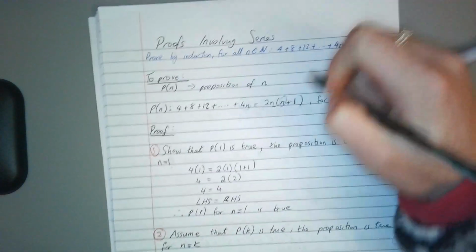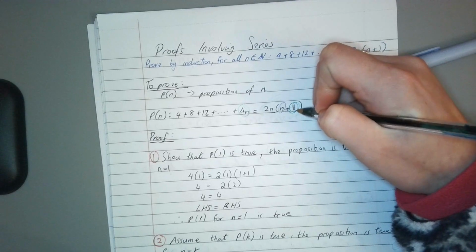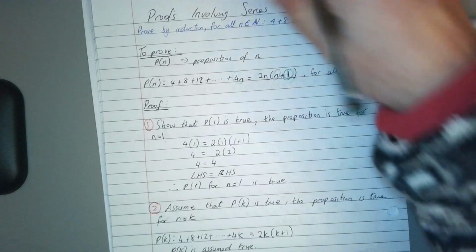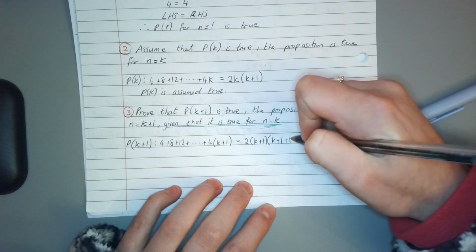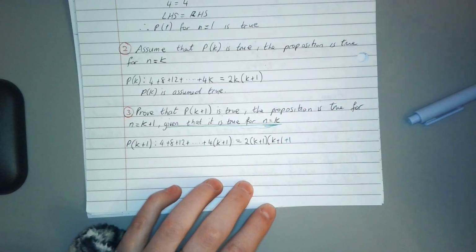So I'm going to highlight it green here. That green one is going down after here, so plus 1. So that's where that plus 1 is coming from. Okay.